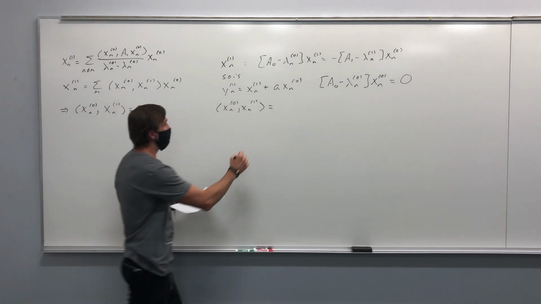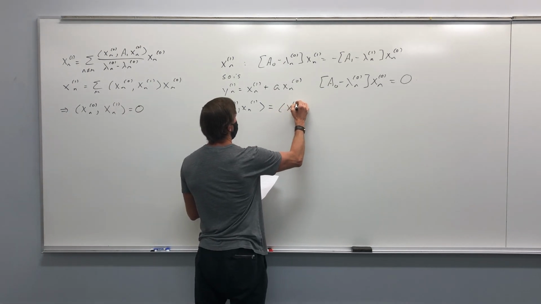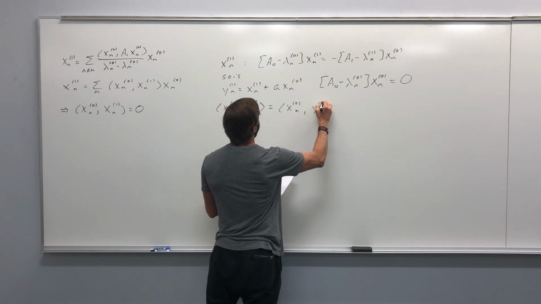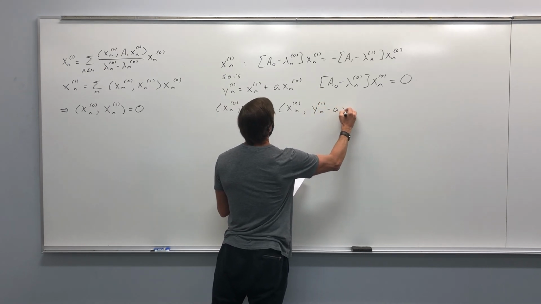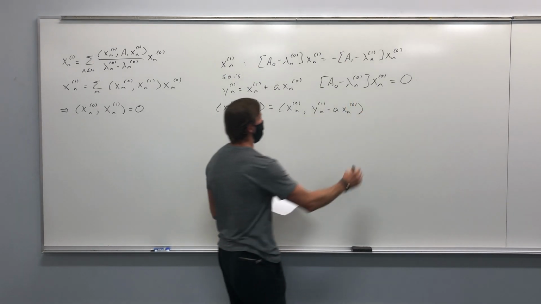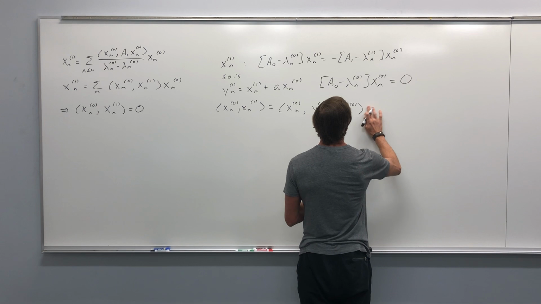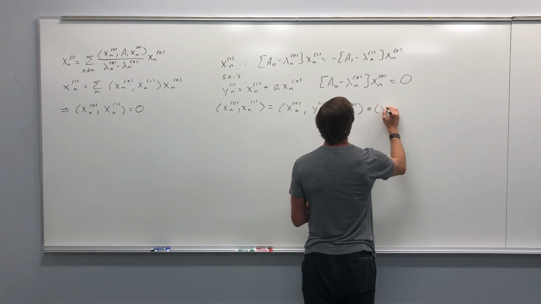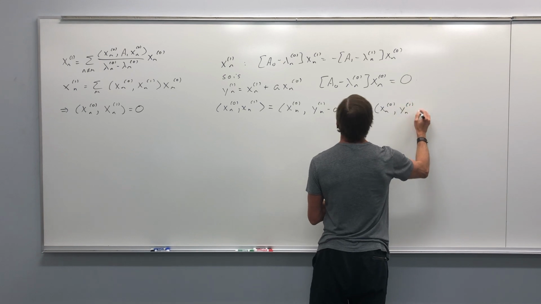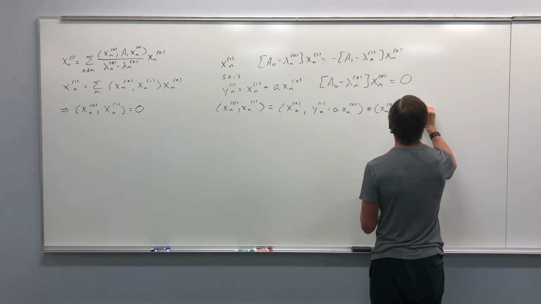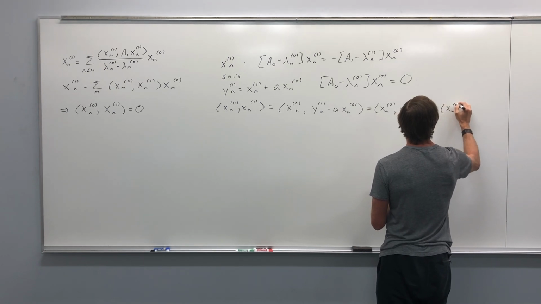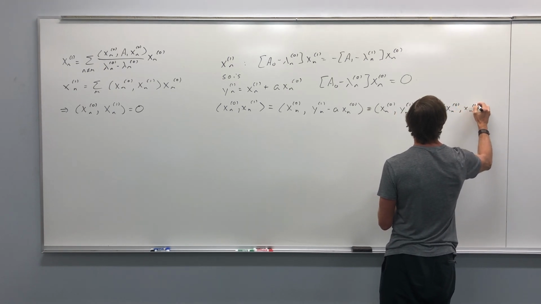Okay? We can make this ⟨x_n^0, y_n^1⟩ minus a⟨x_n^0, x_n^0⟩. Okay? But this we can split up into ⟨x_n^0, y_n^1⟩ minus a times ⟨x_n^0, x_n^0⟩.